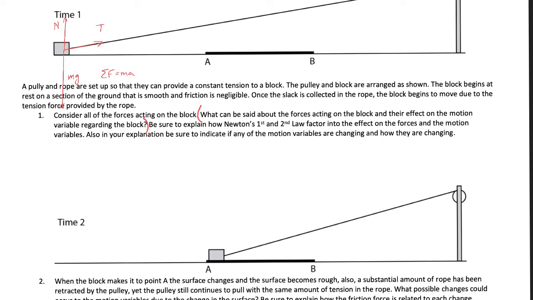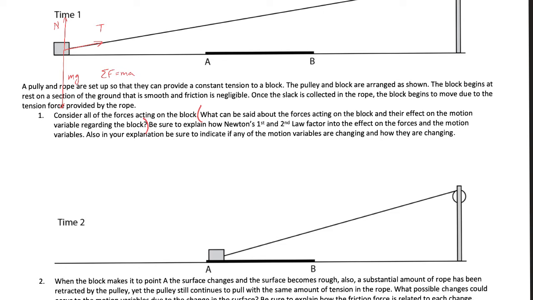Be sure to explain how Newton's first and second law factor into the effect on the forces and motion variables. Well, you could say that the second law is going to cause an acceleration. However, the first law acts in the y direction and the second law acts in the x direction. If you really wanted to explain yourself, you could also talk about the fact that the box is not accelerating up and down, that the box being on level ground will accelerate left to right. So it would make more sense to say it has a horizontal acceleration and not a vertical acceleration.